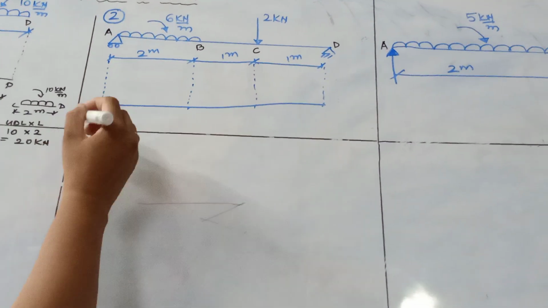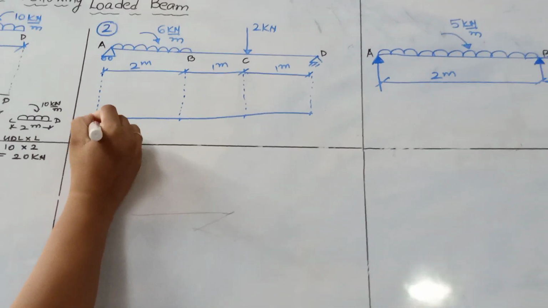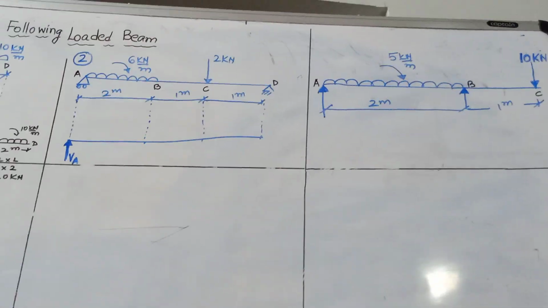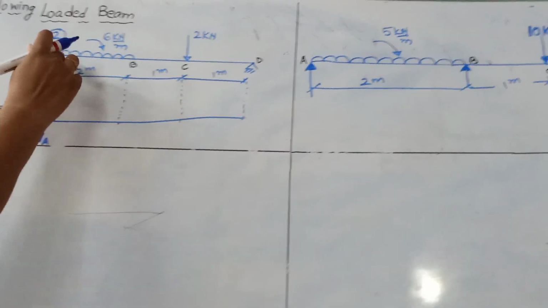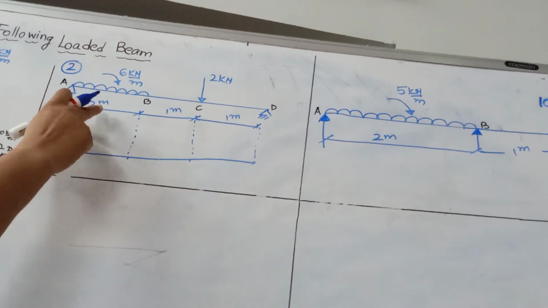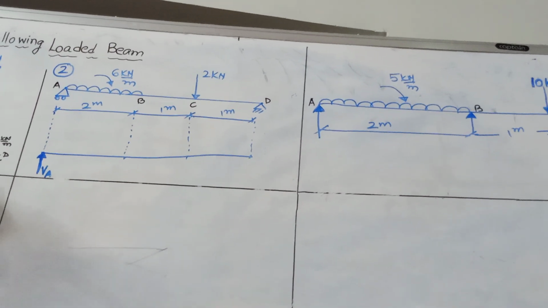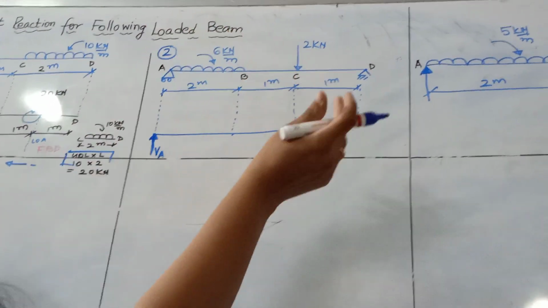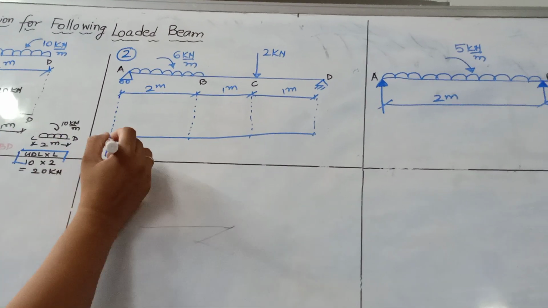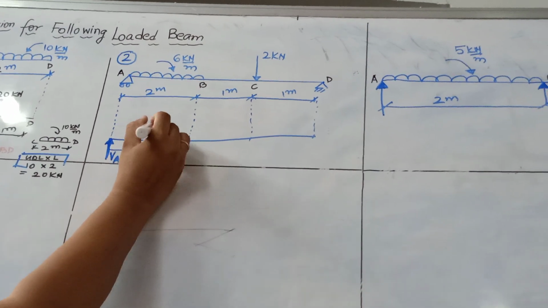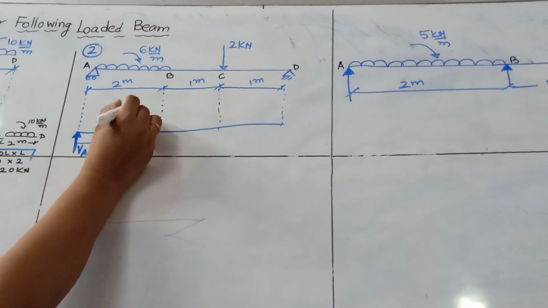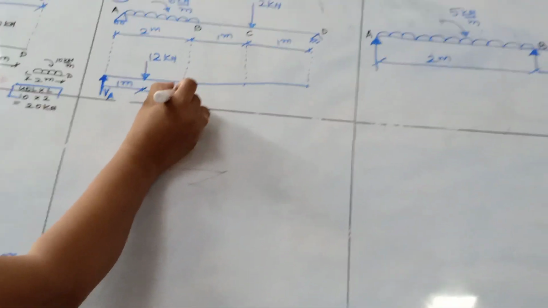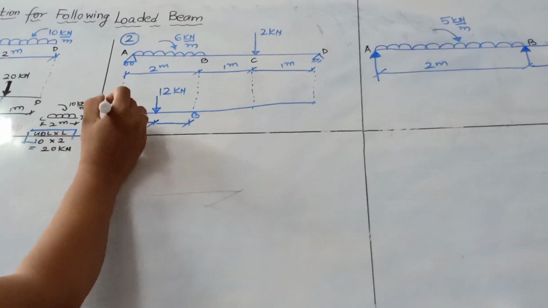A is a roller support, so there will be one vertical reaction VA. I am assuming the direction of VA in the upward direction. Then 6 is the UDL and it is for 2 meters. So what is our formula? UDL multiplied by length. Okay. So UDL is 6 and length is 2. So 12 kilonewton will act at the center. So this is 12 kilonewton and it is acting at the center. The center will be 1 meter. So 1 meter and 1 meter, we reach the point B.